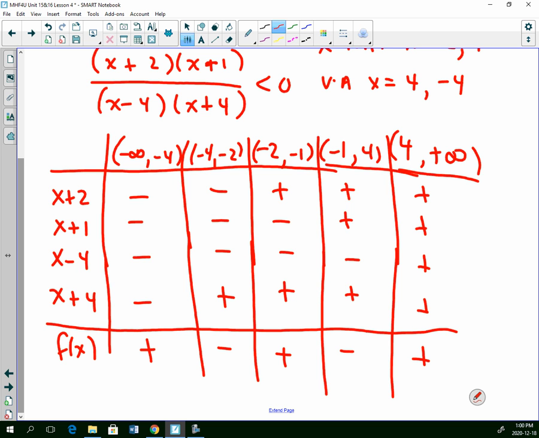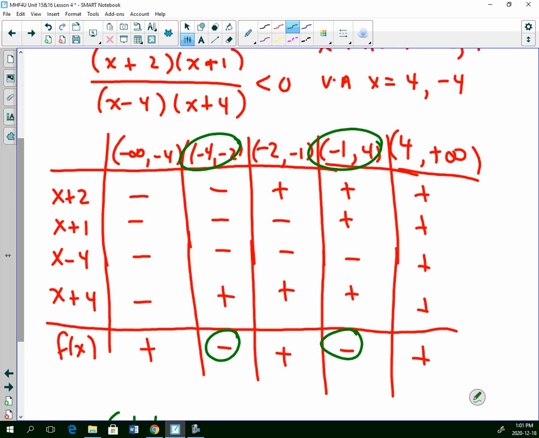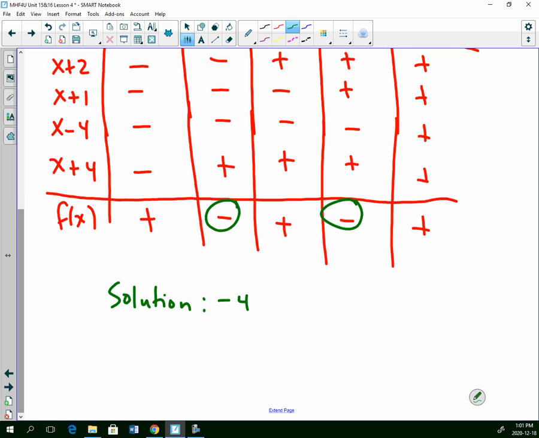Okay, so where is the function less than 0 in this interval and in this interval? So that one required some factoring between negative 4 and negative 2, and between negative 1 and 4.